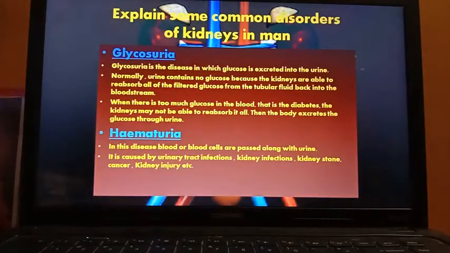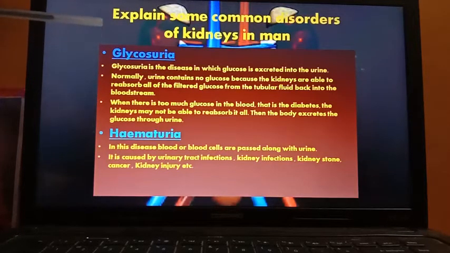Next question. Explain some common disorders of kidneys in human. First disease is glycosuria. Glycosuria is the disease in which glucose is excreted in the urine.